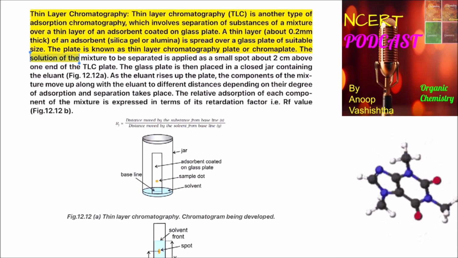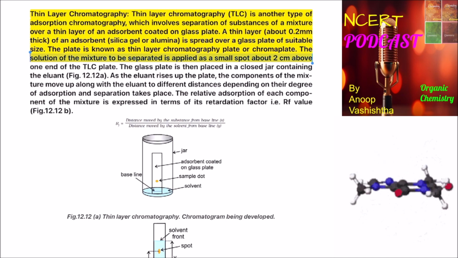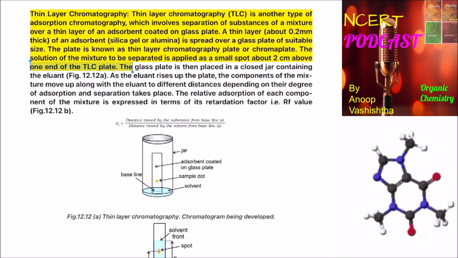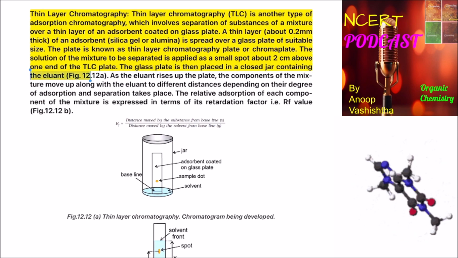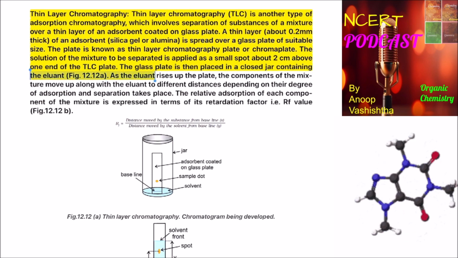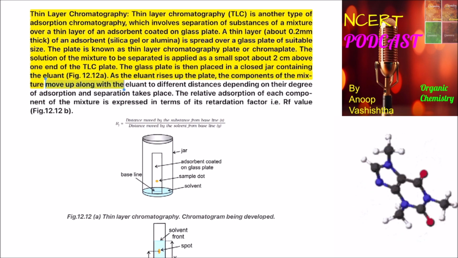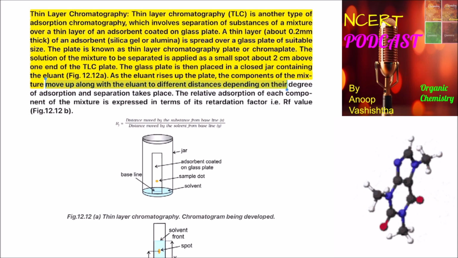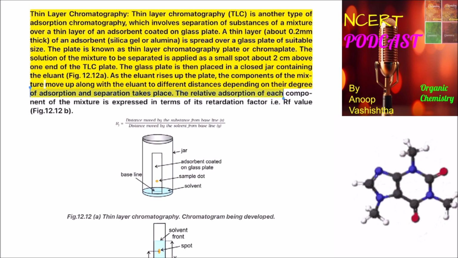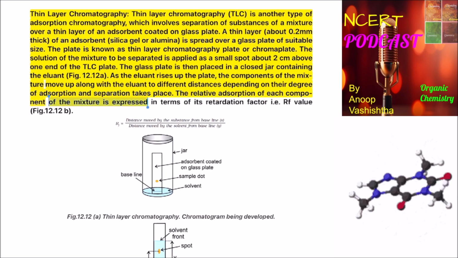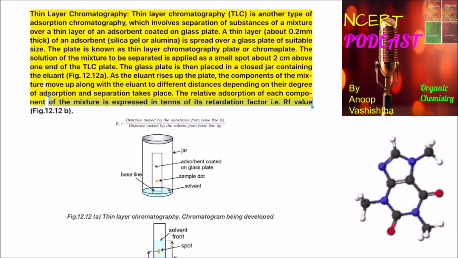The plate is known as thin layer chromatography plate or chroma plate. The solution of the mixture to be separated is applied as a small spot about 2 cm above one end of the TLC plate. The glass plate is then placed in a closed jar containing the eluent, figure 12.12a. As the eluent rises up the plate, the components of the mixture move up along with the eluent to different distances depending on their degree of adsorption, and separation takes place. The relative adsorption of each component of the mixture is expressed in terms of its retardation factor, that is Rf value.